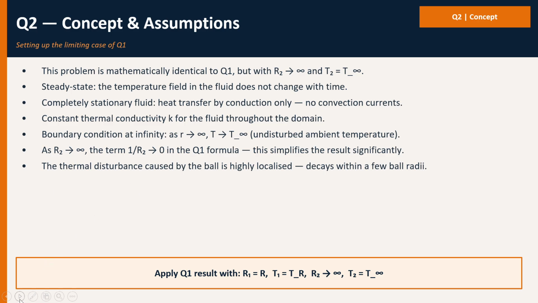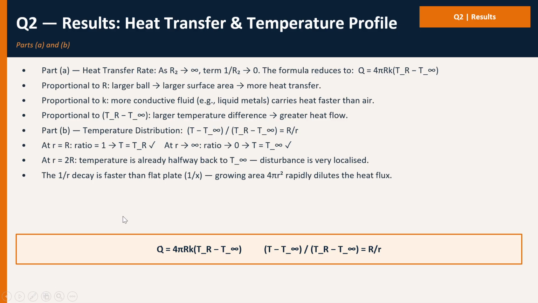So, moving to the next slide. And now, part A, the heat transfer rate. We just use the formula which we derived in the first question and put in all the values. We get the heat transfer rate proportional to the radius, thermal conductivity, and temperature difference. And the temperature distribution follows a 1 by R relationship. This means the temperature drops rapidly as we move away from the sphere, so most of the heat transfer happens near the surface, which is all mentioned here.